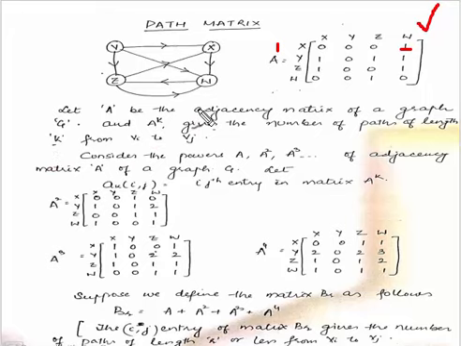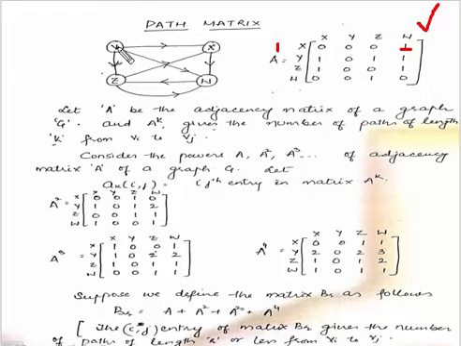Like suppose you are going from y to w, there is a path of single length, like directly you can go from y to w. Okay, now there is a path of length 2 also. Which is that path? You can go from y to z and z to w. So y to w, if you take this, this is 2. So what's the meaning of this 2?